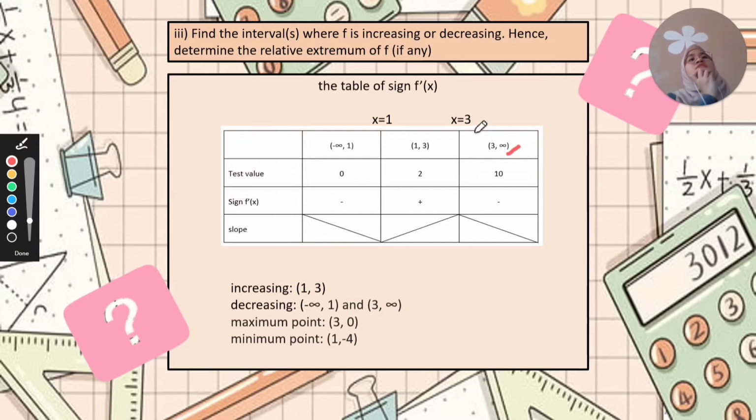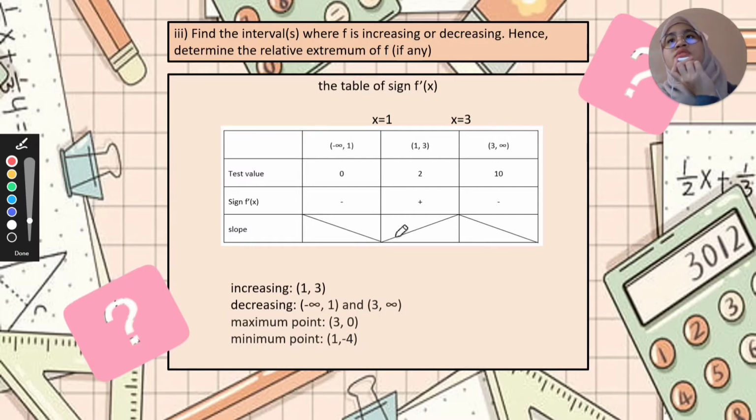So same goes for this one. We use 3 and any other value that is more than 3, so the answer is infinity. So how about this 1 and 3? We just use these two values here. For the test values, I use 0, 2, and 10, because 0 is a number between 1 and negative infinity, 2 is a number between 3 and 1, and 10 is a number between 3 and infinity.